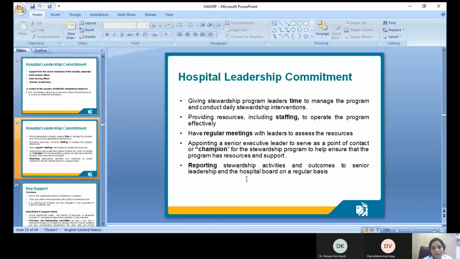So hospital leadership commitment can give support to the other team members by giving time to the stewardship interventions, by giving sufficient resources like staffing for commencing the program, by having regular meetings, and by appointing a champion for the stewardship program so that he can help to ensure that the program has resources and proper support, and reporting the stewardship activities and outcomes to the leadership.